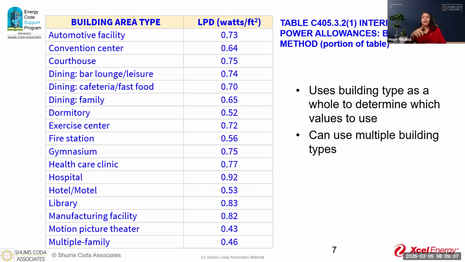So here's the table. Ooh, I got it close. 405.3.2 parentheses 1. I forgot the parentheses 1. So here are the categories. This is not all of it, but here are some of the building types, and how much lighting power density is allowed for each.